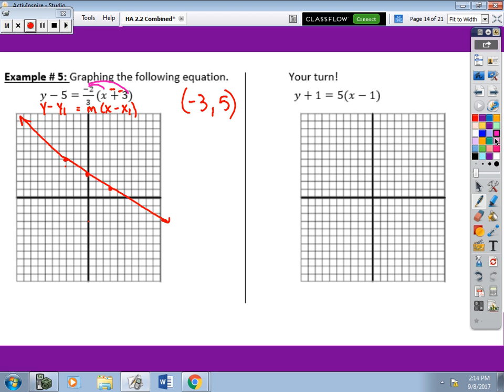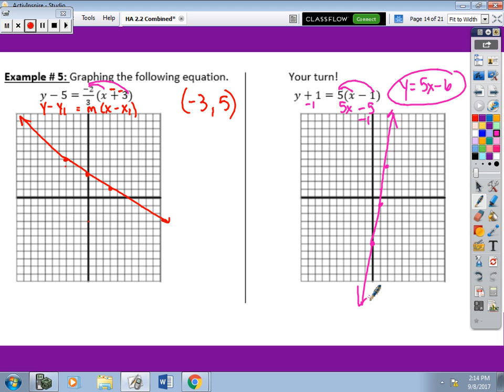Again, if you don't like that, I'll show in this example, you could just do your distributing. So we'd have 5x minus 5, and then we would subtract 1 on both sides. You could just get it in slope-intercept form. So whichever way you like, doesn't matter, as long as you can graph it.